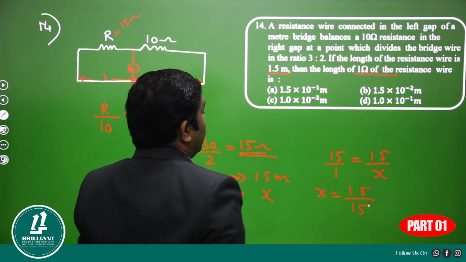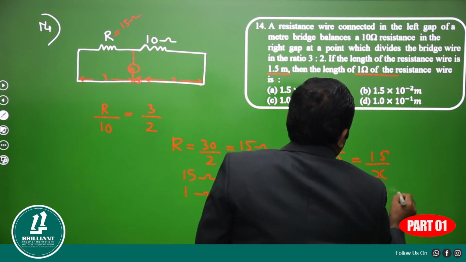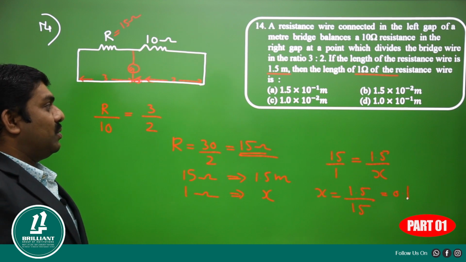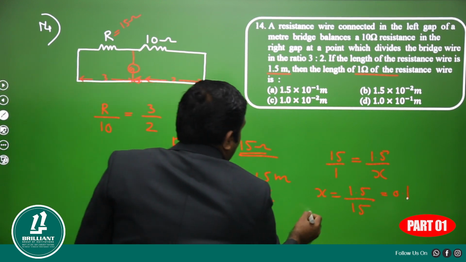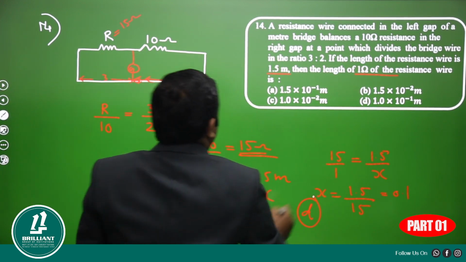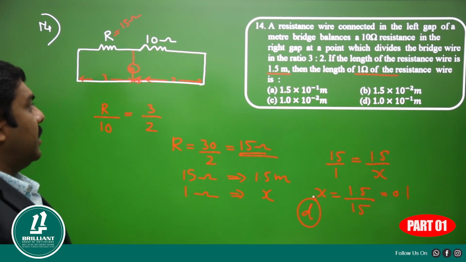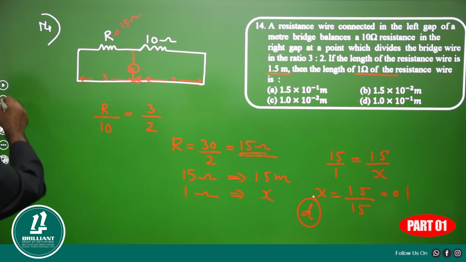And the answer is 0.1. 0.1 means 1 into 10 raised to minus 1 meter. So the right one is option D. Option D, the right one, 1 into 10 raised to minus 1.